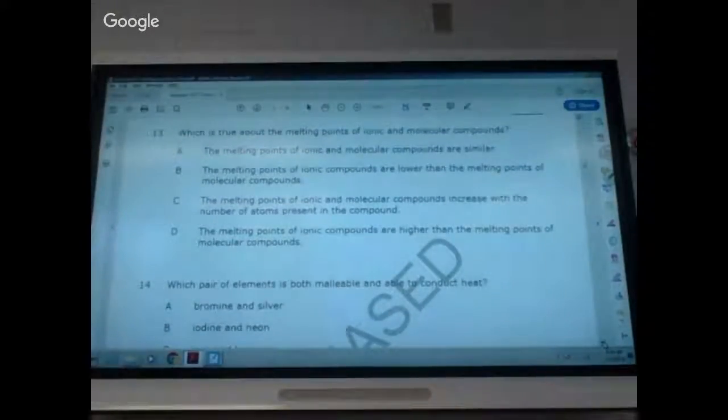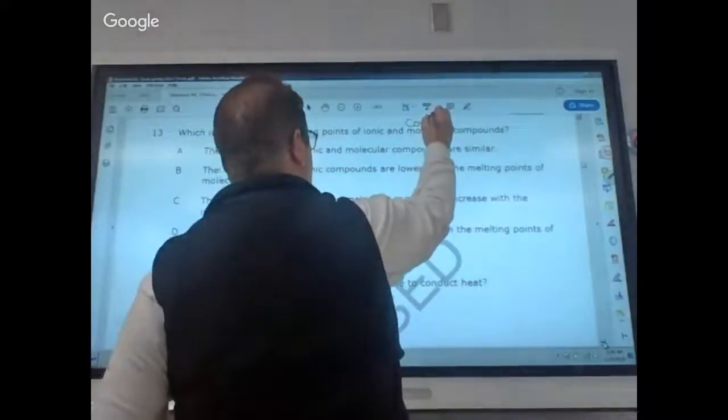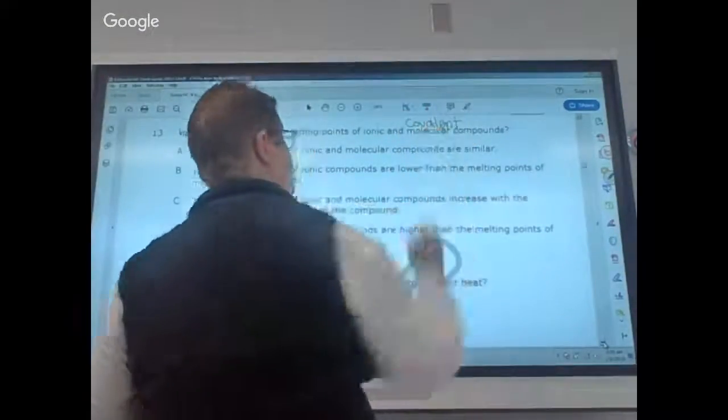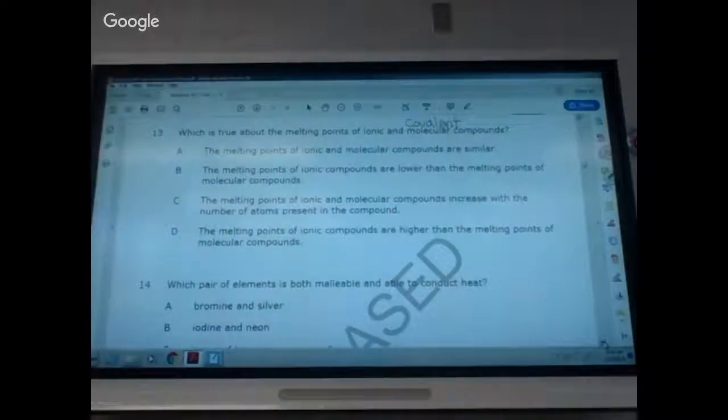All right, what's true about the melting points of ionic and molecular compounds? Molecular is a word that Lolly and Caroline asked about yesterday. Molecular just means covalent. That's what that means. What's true about ionic and covalent compounds? If I give you that word, does that help us answer the question? Are they similar, first of all? Are ionic and covalent compounds similar in melting point? No. So A is out.